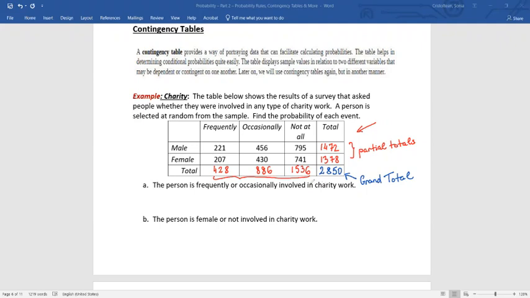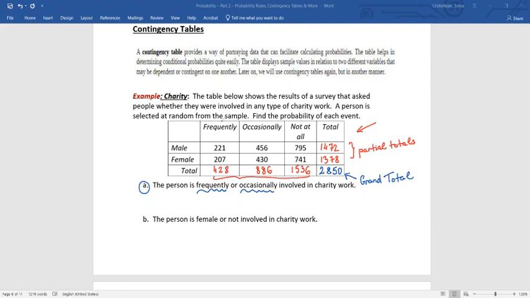So first, let's read the problem. This is about charity. It says the table below shows the results of a survey that asked people whether they were involved in any type of charity work. A person is selected at random from the sample. Find the probability of each event. Here is the first question. The person is frequently or occasionally involved in charity work.